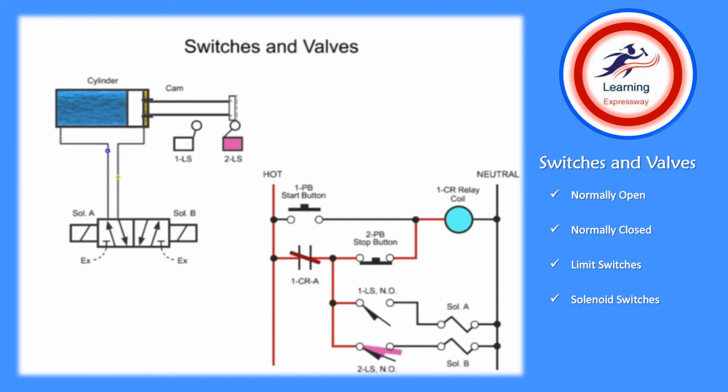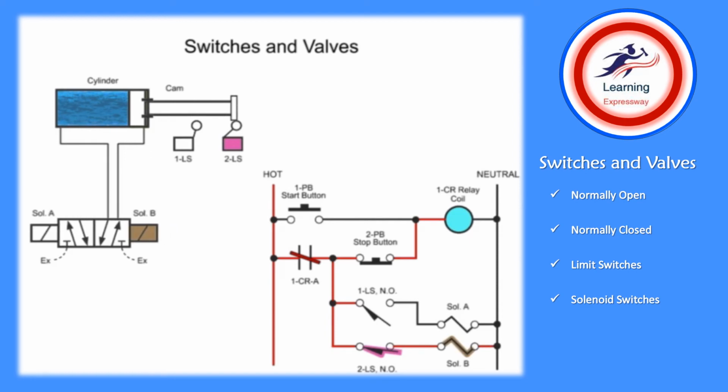When limit switch 2LS is closed, solenoid B becomes energized. Solenoid B then shifts the hydraulic valve, allowing fluid to drain from the blind end and begin to fill the rod end of the cylinder. The rod and cam begin to retract until the cam engages limit switch 1LS and the cycle starts anew.